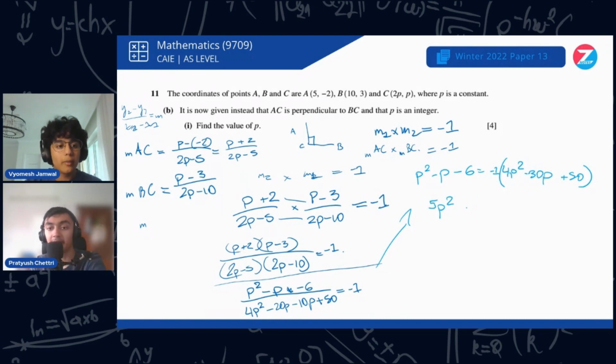5p squared? Oh yeah, I was saying that as another step, but that also works, because on the right-hand side it's going to be minus 4p, right? So when that goes to the left-hand side, it's going to turn into 5p squared, right? And the minus 30p on the right is going to turn into plus 30p when it goes across, which turns into negative on the left-hand side. So it's going to be minus 31p. Oh wait, yeah, minus 31p.